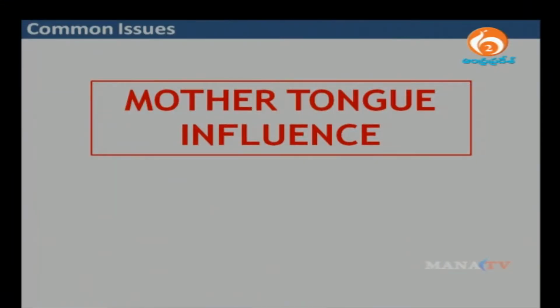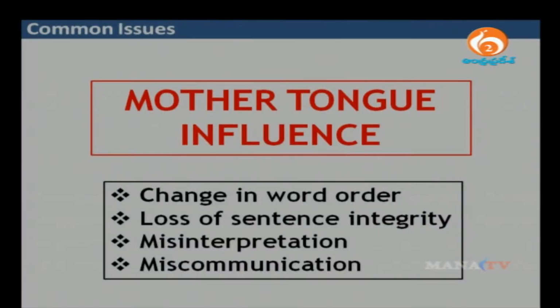Now, what is a common mistake that we end up making? We make common mistakes because of mother tongue influence. What do we mean by mother tongue influence? Mother tongue influence is something that influences the word order. It makes you lose the integrity of the sentence. The listener or the receiver of the information usually will misinterpret and there will be a miscommunication.